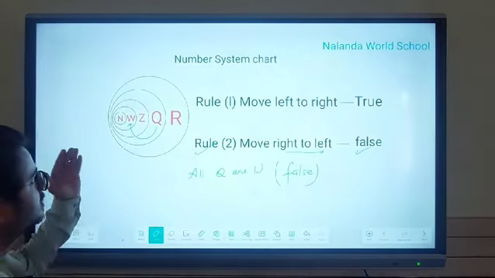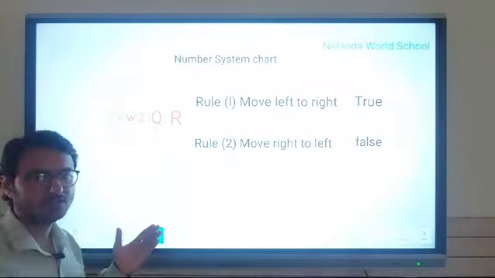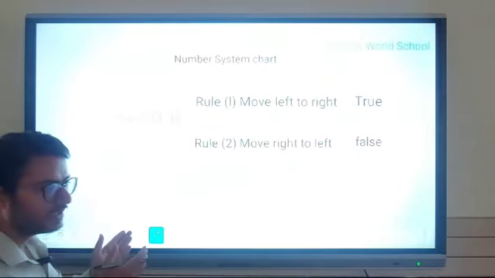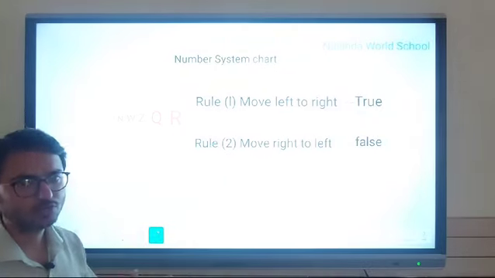So with the help of this number system chart, take more examples and clarify your doubts. In case you have any query, you can comment your queries here and we will try to sort it out.